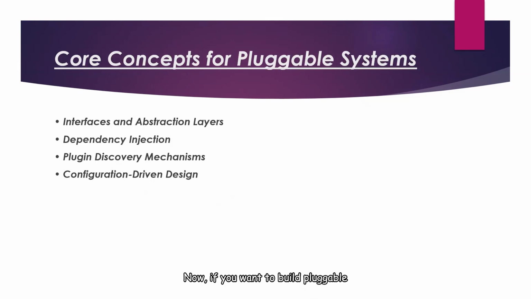Now, if you want to build pluggable systems yourself, there are four key concepts you need to master. First, use interfaces and abstraction layers. Interfaces shield your system from changes in module implementations. Second, apply dependency injection. Instead of hard coding dependencies, you inject them dynamically, making module swapping effortless. Third, think about module discovery. How will your system know which modules are available? Through config files, registries, or service discovery? And finally, make your system configuration driven. By changing a simple config file, you should be able to add, remove, or replace modules without touching the core code. Get these fundamentals right, and your architecture will be truly plug and play.